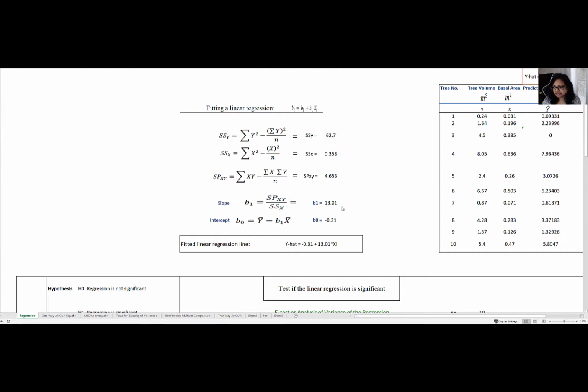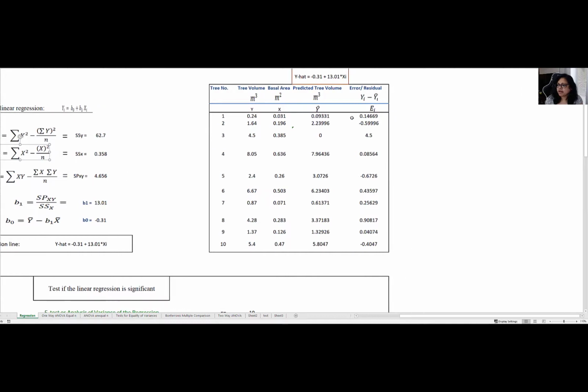Then you can see that I found the slope and intercept. So if I take minus 0.31 plus 13.01 multiplied by the basal area, then I can get any value for the volume. That's the predicted value. So that's what I actually did. I used this equation that I just fitted, and then I took the data set. You can see this is the data set we have, and then what would be the predicted value.